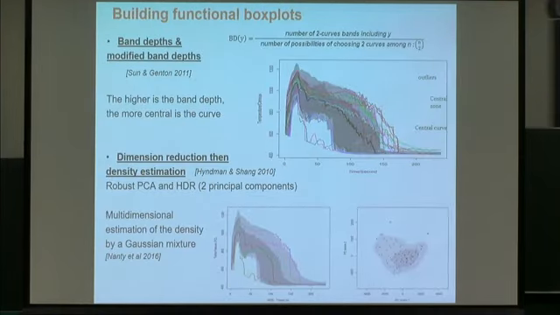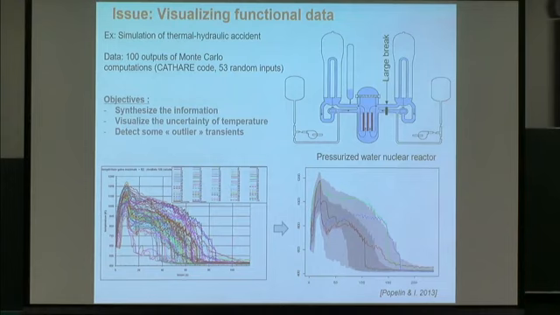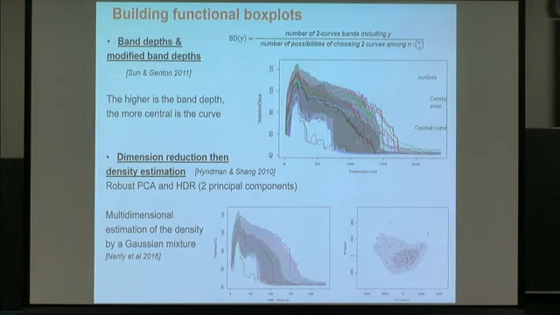Functional box plot is just the extension of the classical box plot for scalar variables to functional variables. Here the functional variable is discretized, but it's a function, in fact. It shows the temperature as a function of the time. Okay, so we have tried to apply two techniques. I don't know if somebody knows them here.